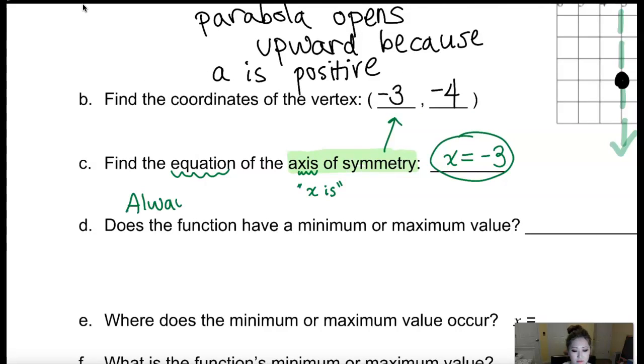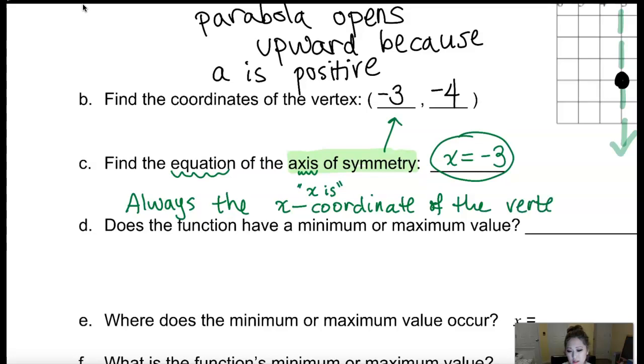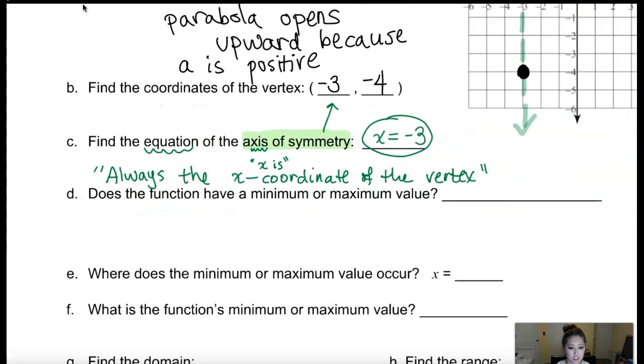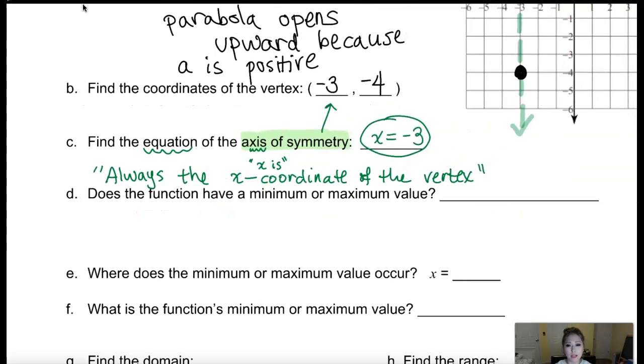Always the x coordinate of the vertex. Okay. Alrighty. Next question. Does the function have a minimum or maximum value?